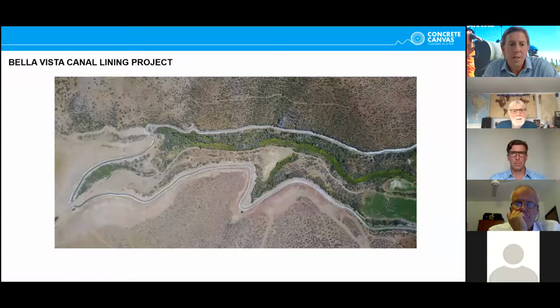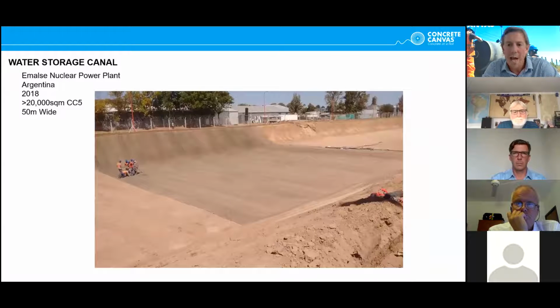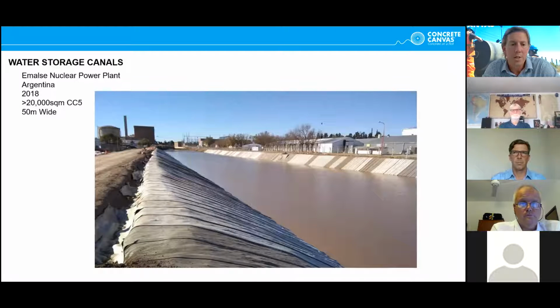So there's the finished project. And just before I hand over to Simon, I want to give you a bit of a flavour of the scale of some projects that we've installed. This was a channel in Argentina. It's a 50-metre wide channel, over 20,000 square meters of material. And here you can see the material in service. I won't go into too much detail, but it was a very demanding job. The client was a nuclear power plant, and so there was a very high requirement both in terms of the specification and installation on this project.